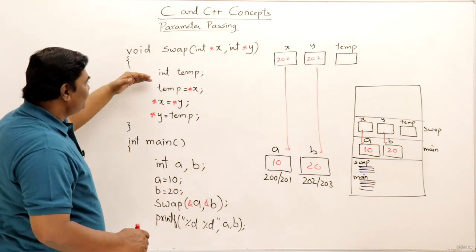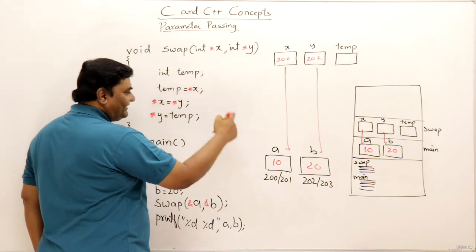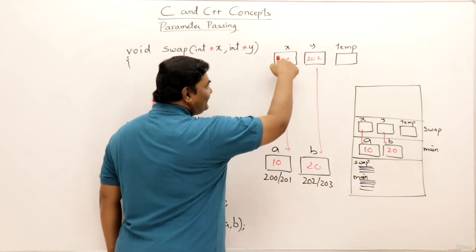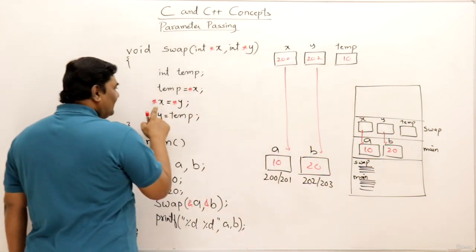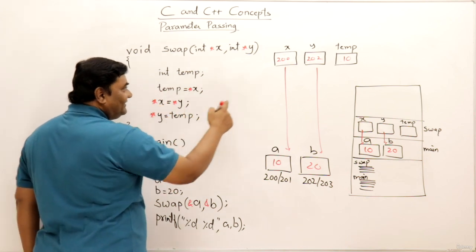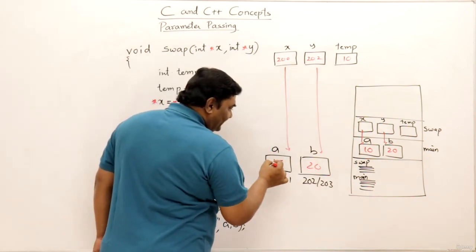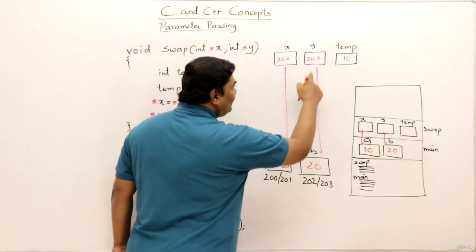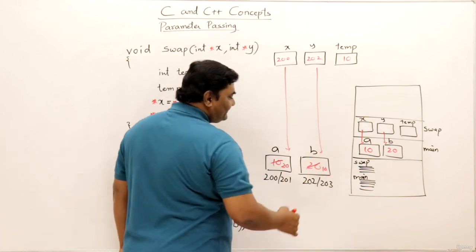Now, when the function is called, temp is already there. Temp assigns asterisk x. So asterisk x, that is 10. If you say x, it is 200. Asterisk x, it's 10. So 10 is stored in temp. Asterisk x assign asterisk y. Asterisk x 10, asterisk y 20. So 20 is copied here. Then asterisk y assign temp. Asterisk y is this one, assign 10. So temp is 10.